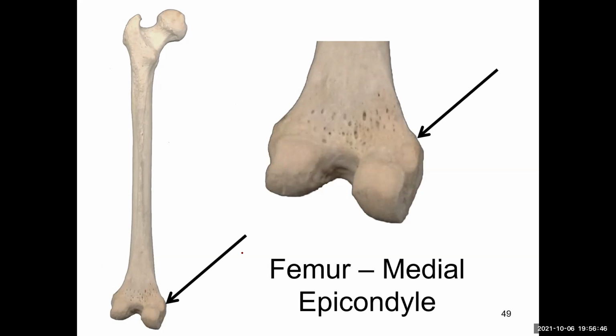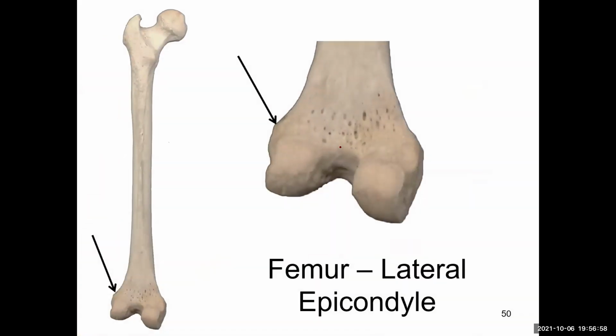Then above our condyles, we have these little bumps we saw in the humerus. Okay, that's a site for muscular attachment. There's the medial epicondyle. And then over on the lateral side, we have our lateral epicondyle.